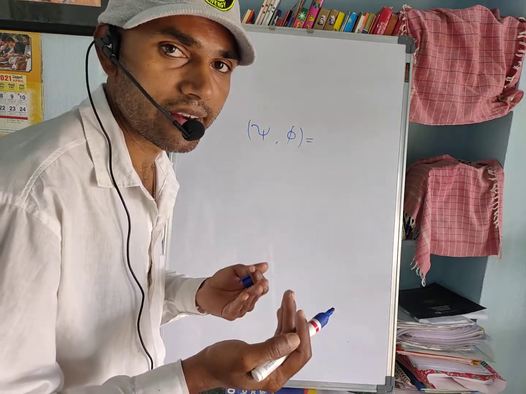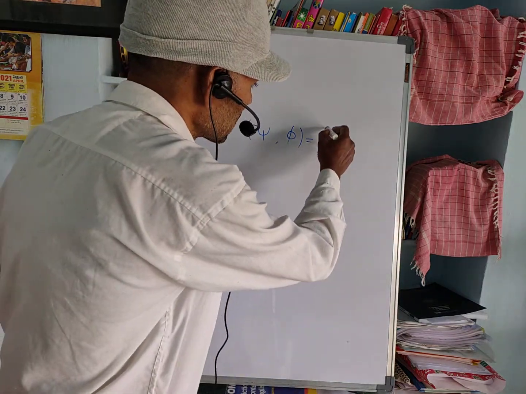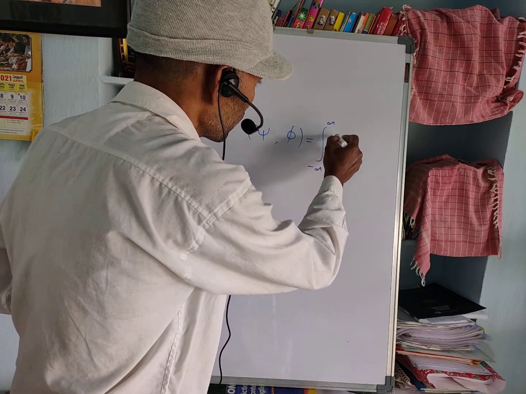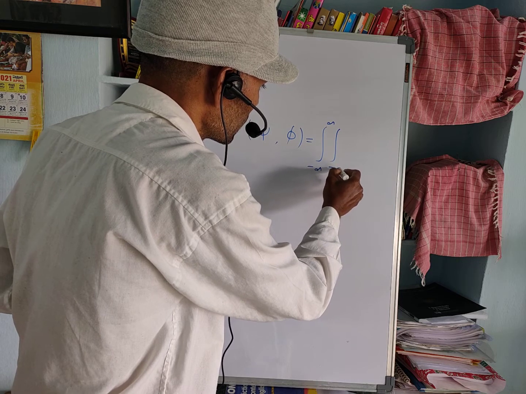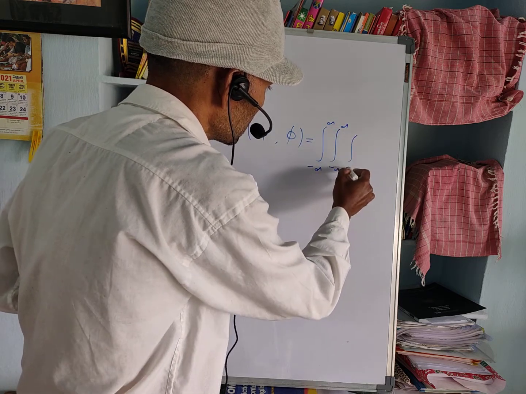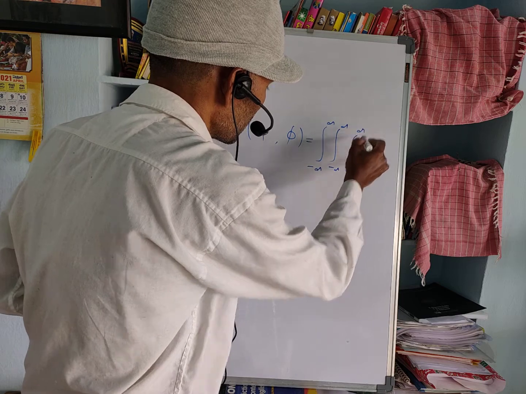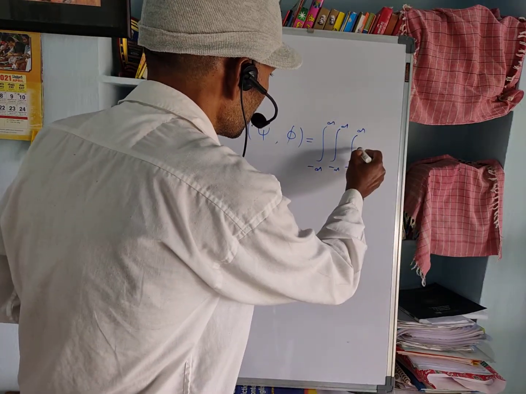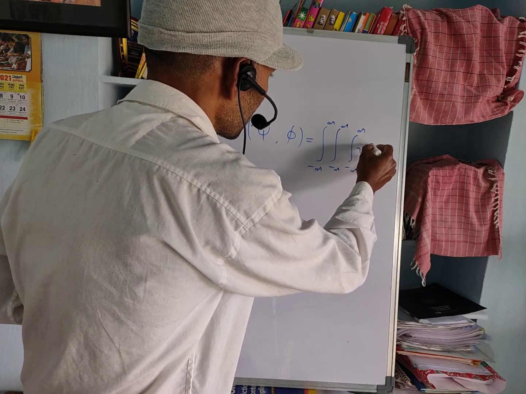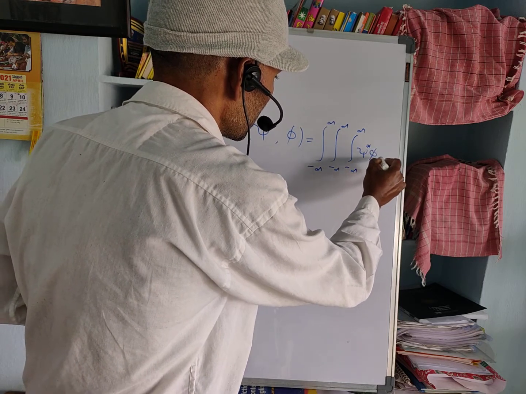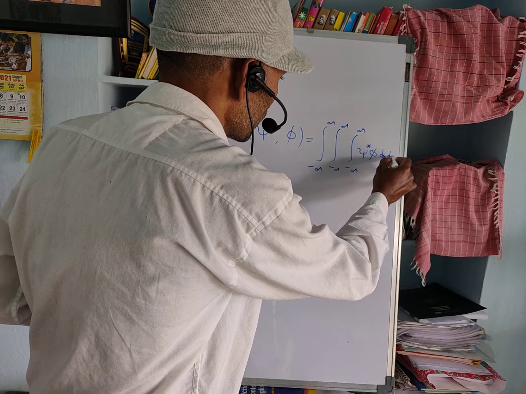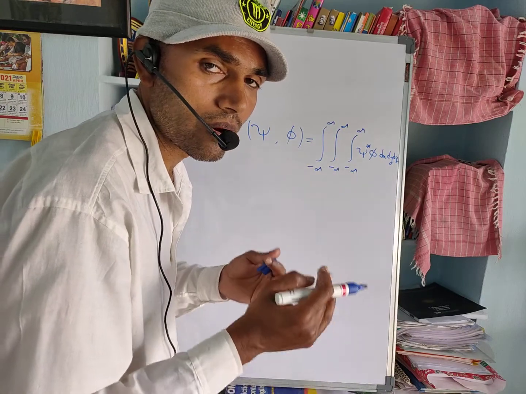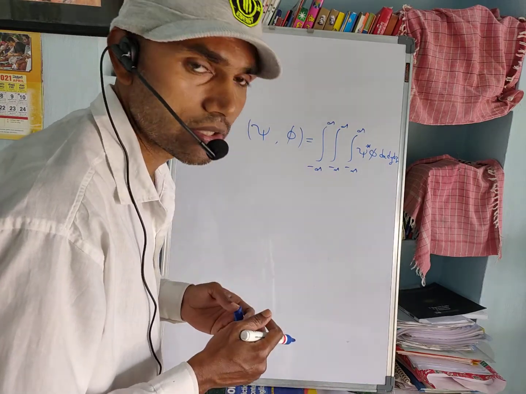So let me write that in mathematical notation. It is a volume integral. For x it is from minus infinity to plus infinity, and for y also it is the same limit, and for z also the same. In the integrand we have psi star and then phi, and then dx, dy, and dz. This is the definition of the scalar product of two state functions.